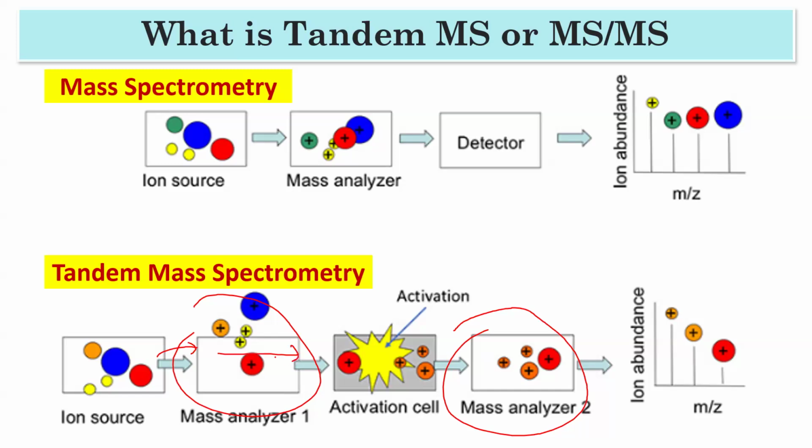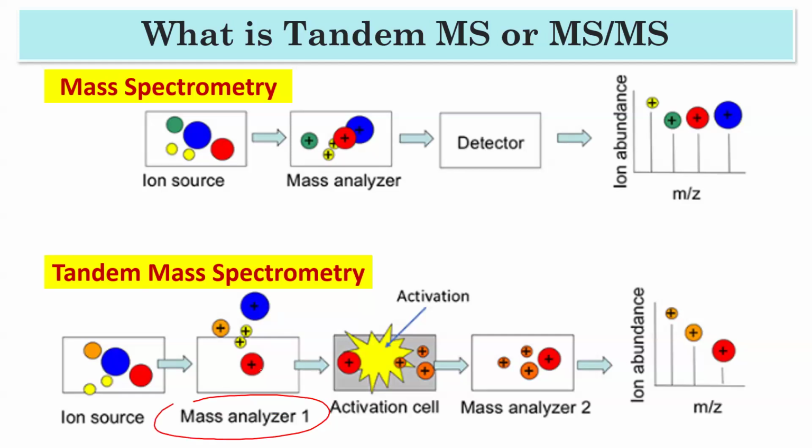First you ionize, and now in the first mass analyzer we select for one mass, this red one, and then you send it to the next one. Generally this will be a quadrupole, as I told you in Q-TOF. You have four rods, and you are passing some gas. When your molecular ion hits that gas, it will fragment, and because of this fragmentation you get smaller fragment ions.